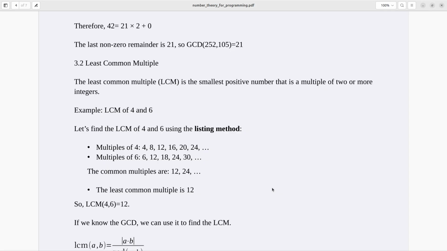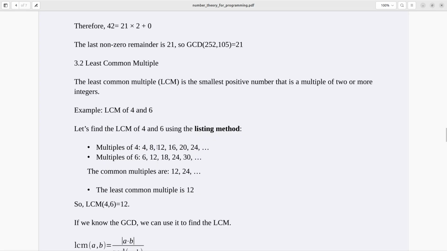The least common multiple, LCM, is the smallest possible number that is a multiple of 2 or more integers. Okay, so let us see this example, LCM of 4 and 6. I can just list out the multiples of 4 and 6 respectively.